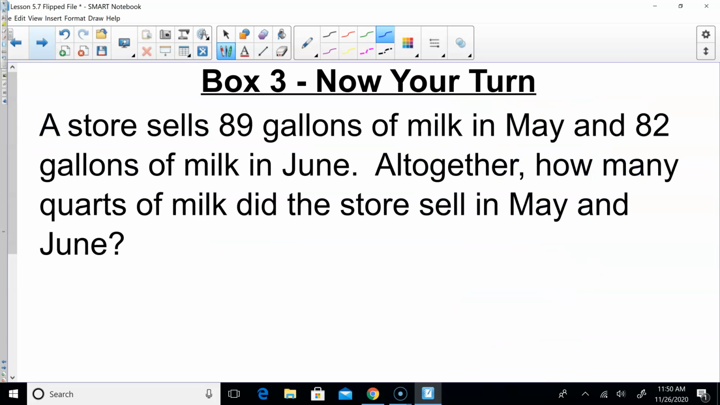Right now you can draw a big line in your notebook, write down box 3, now your turn. And you can begin your problem. So a store sells 89 gallons of milk in May and 82 gallons of milk in June. Altogether, how many quarts of milk did the store sell in May and June? So you can pause the video, reread it again, and see if you come up with the correct answer. Remember, checking to make sure your units of measurement are the same. If not, you're going to have to convert. Good luck.